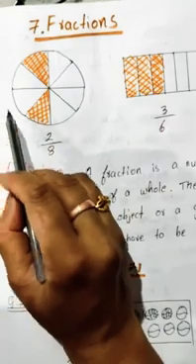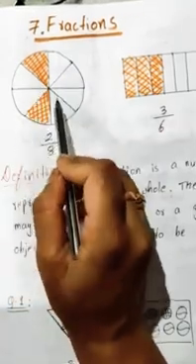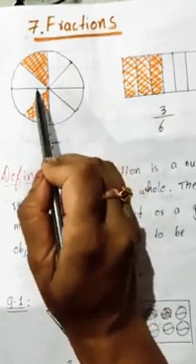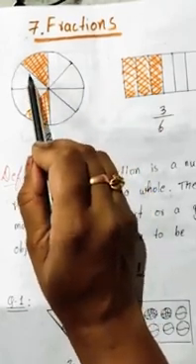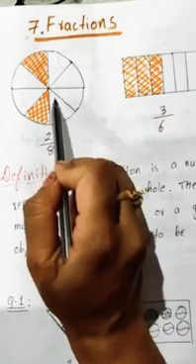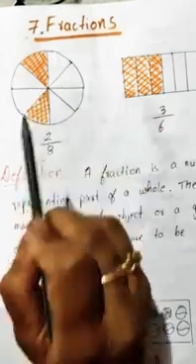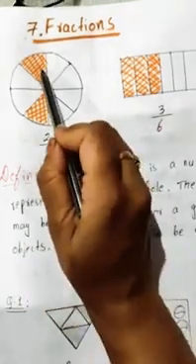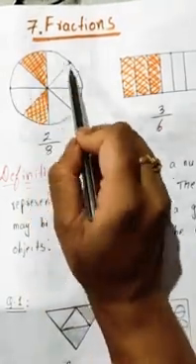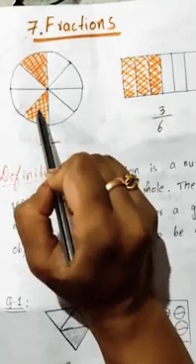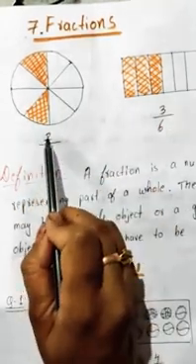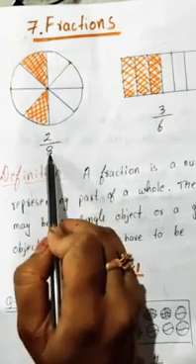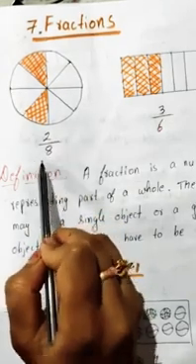So in this diagram you can see there is a circle. So this is a whole circle. Now this circle has been divided into 1, 2, 3, 4, 5, 6, 7 and 8, 8 equal parts. Now what have I done? I have shaded 2 parts. Out of the 8 parts, I have shaded 2 parts. Okay. That means the fraction of the shaded region is 2 by 8. So this is called a fraction.